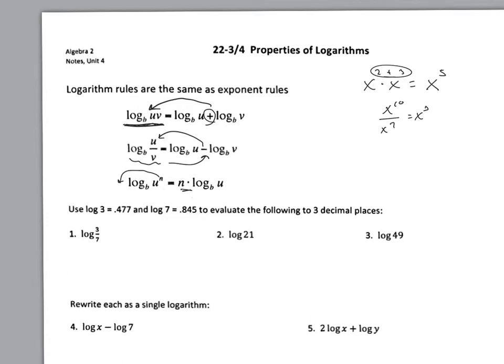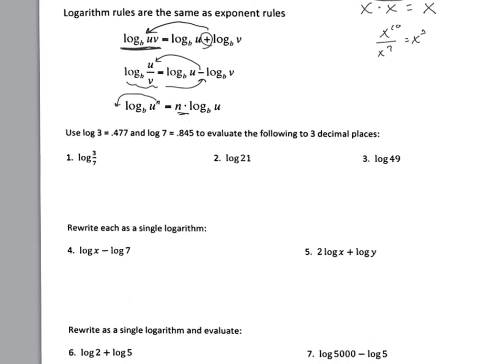These are kind of made up. The log of 3 equals 0.477. I don't really know if that's true or not. We're just using that to sort of practice the rules with some arithmetic.